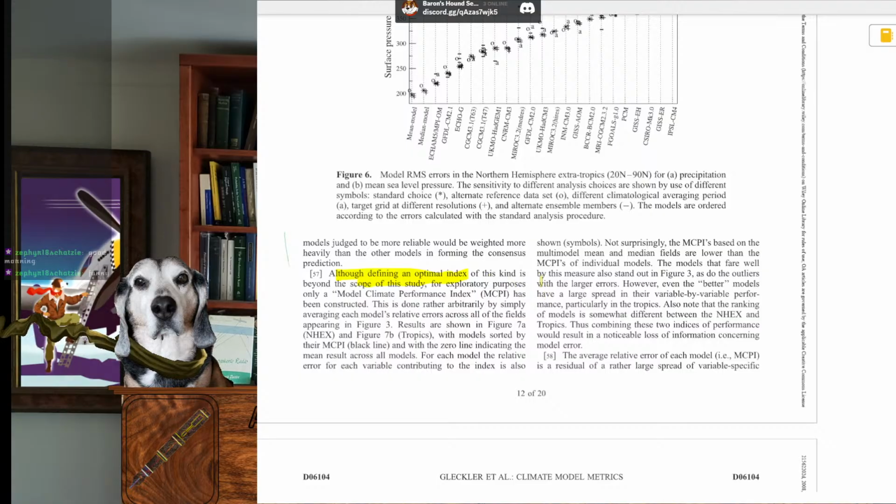For explanatory purposes only, a "model performance index," MCPI, has been constructed. This is done rather arbitrarily by simply averaging each model's relative error across all the fields appearing in figure 3. Results are shown in figure 7a and figure 7b, with the models sorted by their MCPI. Okay.